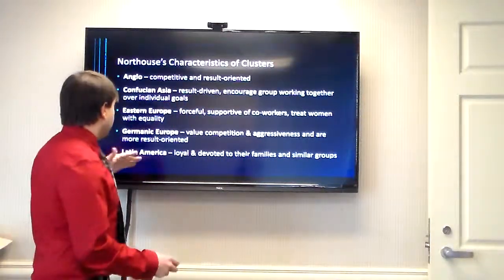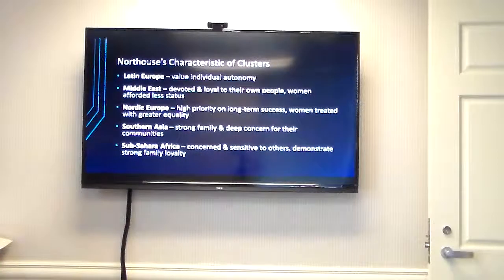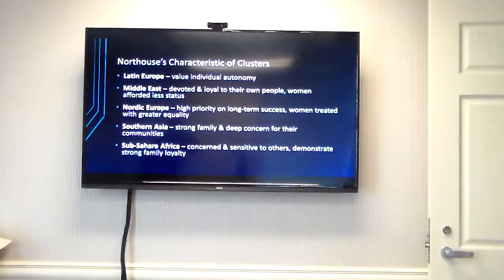I tend to lean more towards that. And Latin America is really more focused on families and similar groups. Latin Europe, individual autonomy. Middle East is devoted and loyal to their own people. Women are afforded less status. Nordic Europe, high priority on what long-term success looks like. Women are treated with greater equality. Southern Asia, strong family, deep concern for their communities. In Sub-Saharan Africa, committed and sensitive to others, and they demonstrate strong family loyalty as well.